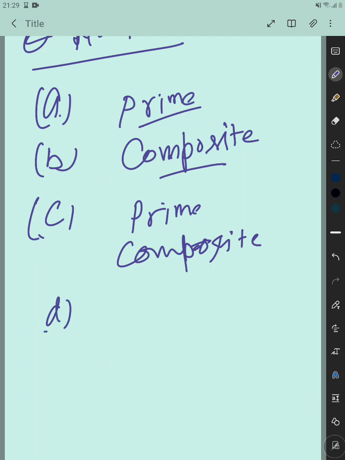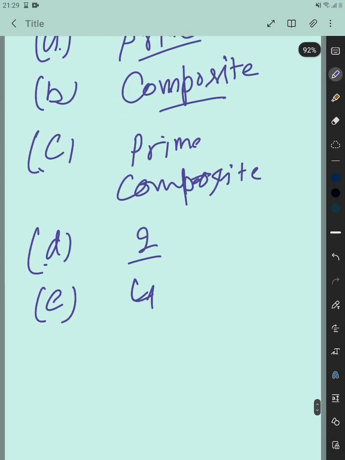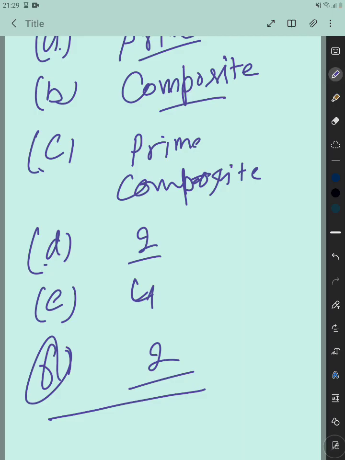And D part is the smallest prime number. You already know the smallest prime number is 2, so you write 2. E is the smallest composite number. You know 1 is not a prime number, 2 is a prime, 3 is also prime, and the next, 4, is the composite number, the first and smallest composite number. And F is the smallest even number, which is 2. So this is the answer of question number 12.